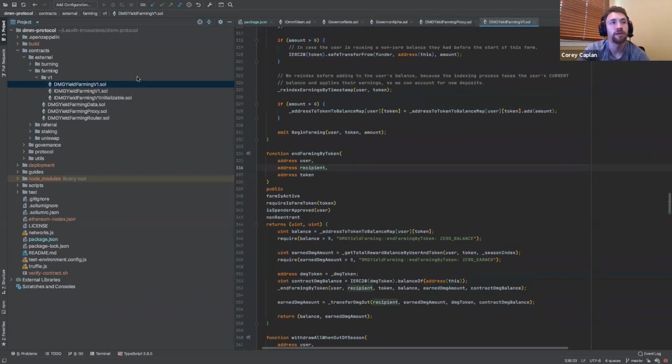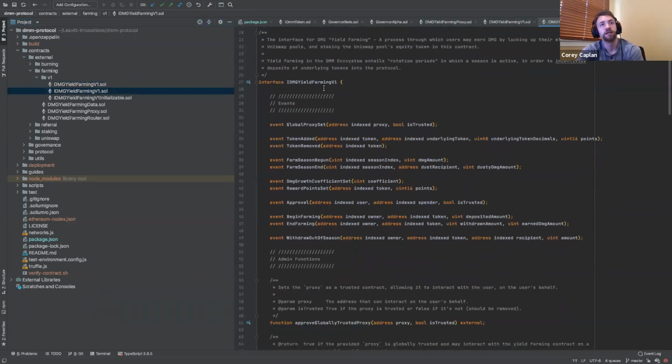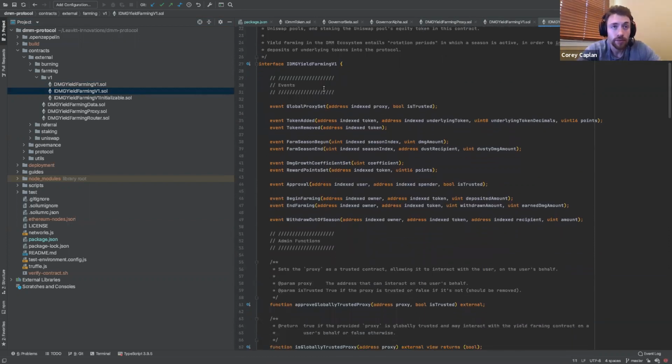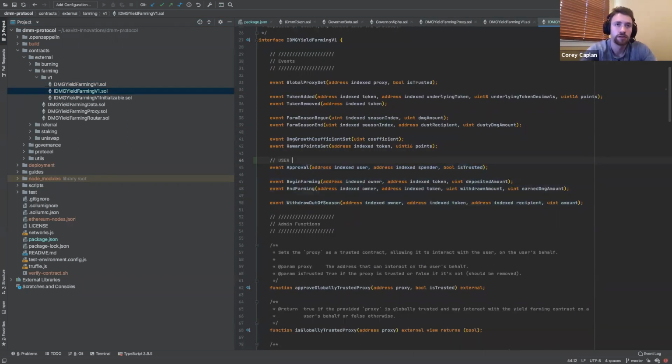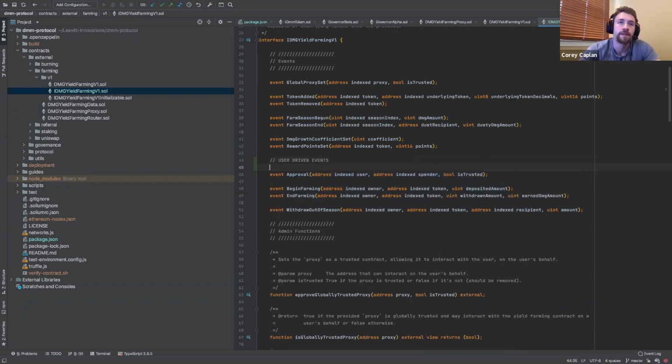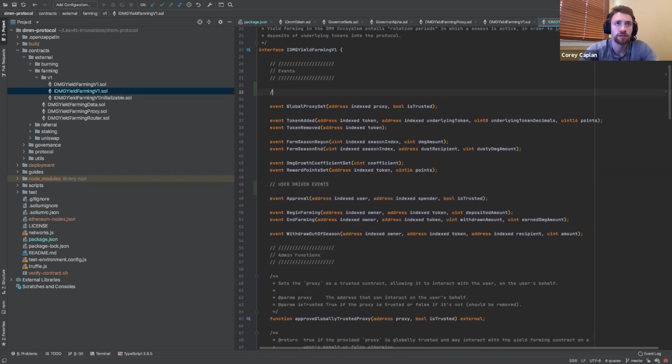With that, they come with their own set of functions and interfaces, as you can see in the IDMG yield farming v1 contract. A lot of this is geared towards administration, but these functions over here are all user-driven. That happens on a per-user basis, whereas the ones above here are administrative ones.